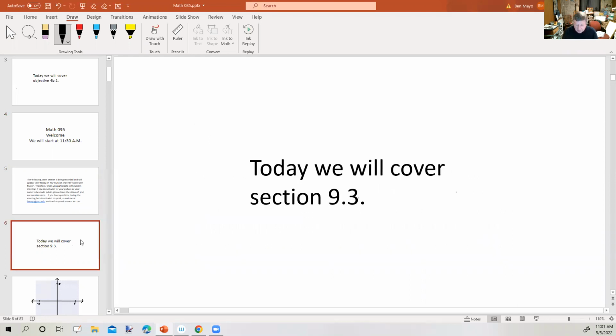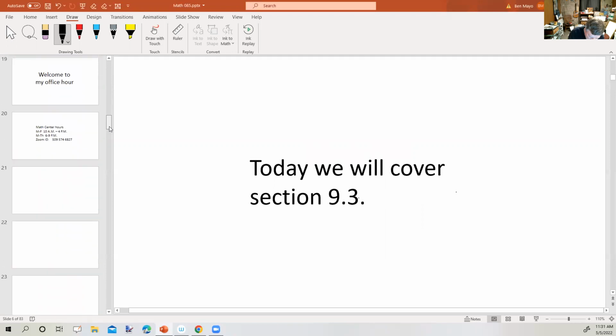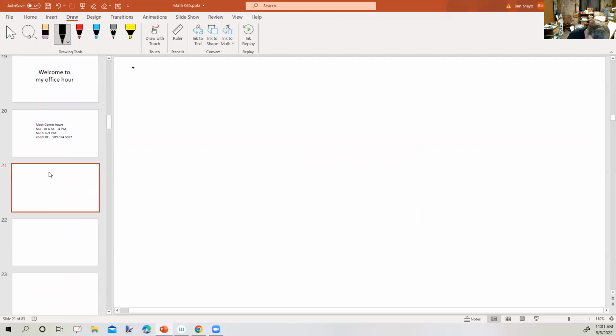All right, today we're going to go on to section 9.3, but first of all, we have several questions from section 9.2. So we'll start with those. This first question is problem number 24. It says, simplify the expression. The variable represents a positive real number.